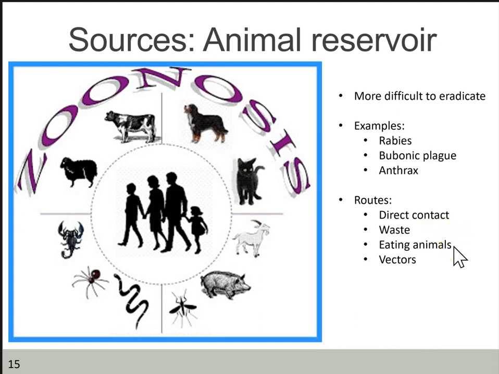You can get microbes from an animal reservoir by eating the animal, or from vectors. Vectors are insects or other organisms that are able to pass a microbe from one animal to another, or from one host to another. A great example is mosquitoes that can transmit a number of diseases from one host to another.